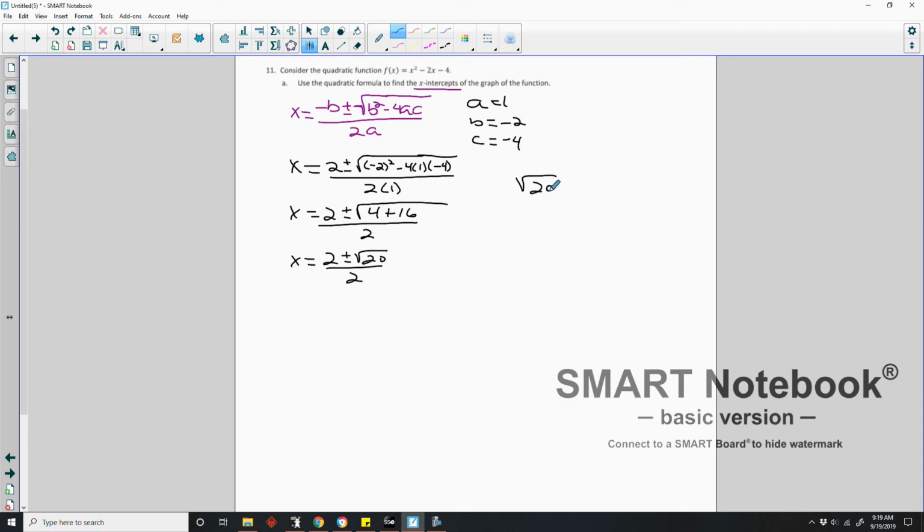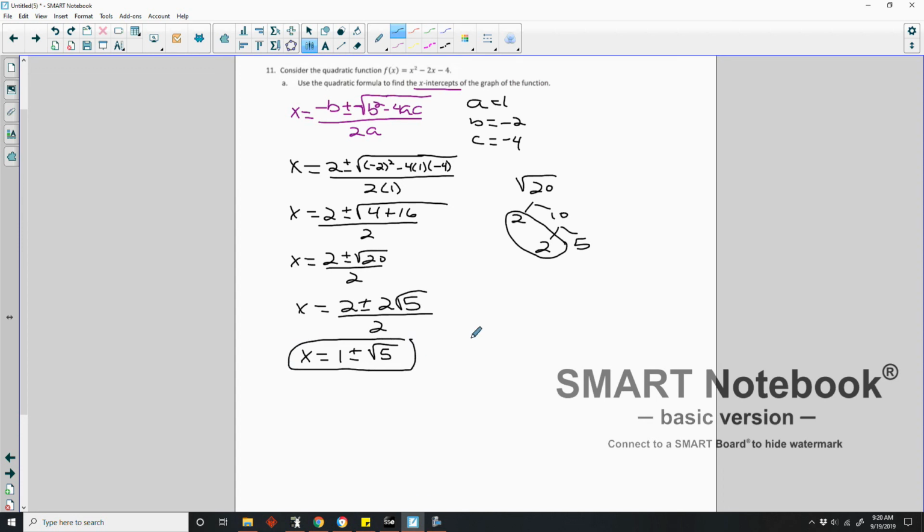Simplify the radical. That is 2 times 10, which is 2 times 5. We have a pair of 2's, so I can simplify that out to being 2 plus or minus 2 square root of my leftover 5, all over 2. Well, 2 divided by 2 is 1. Plus or minus 2 divided by 2 is 1. Square root 5 is simply square root 5. So there are my two x-intercepts. So my x-intercepts are at x equals 1 plus the square root of 5 and x equals 1 minus the square root of 5.